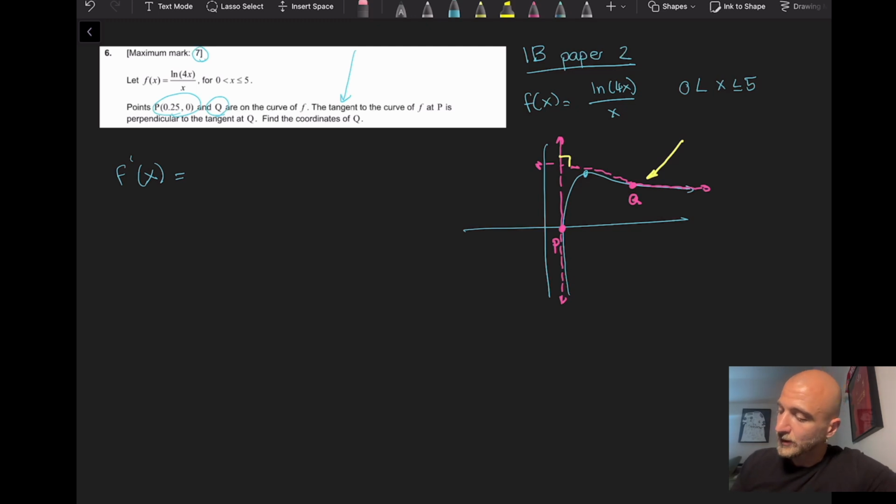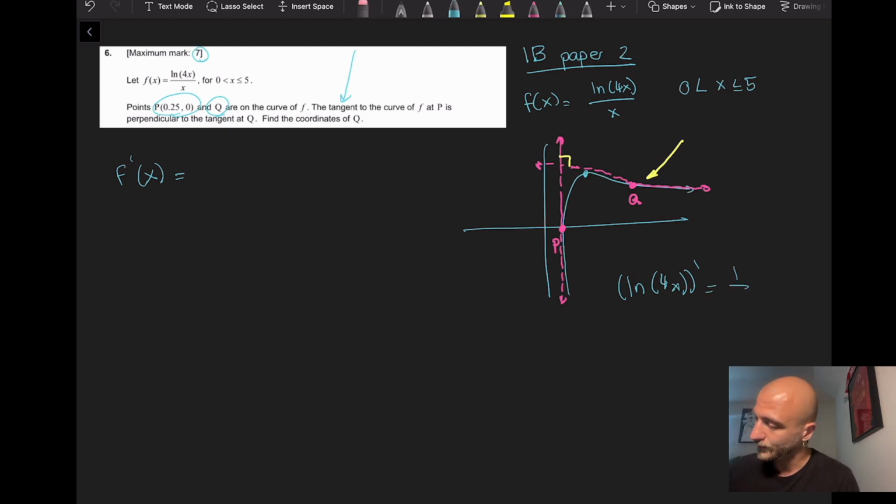To do that, I always like to do it in 2 steps. So first, I'm just going to take the derivative of ln of 4x. The derivative of ln of 4x is just going to be 1 over 4x times the derivative of 4x, which is 4, so it's just 1 over x. And the derivative of the bottom, x prime, is just 1. That makes our lives a lot easier.